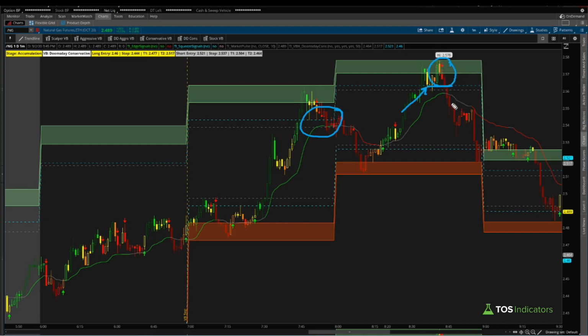And really at this point is where we got our fill. And in the second trade in natural gas, that's where we ended up hitting not only our first, but also our second target, which is this gray dash line right here. And the second trade in natural gas was about the best trade that we had for today.